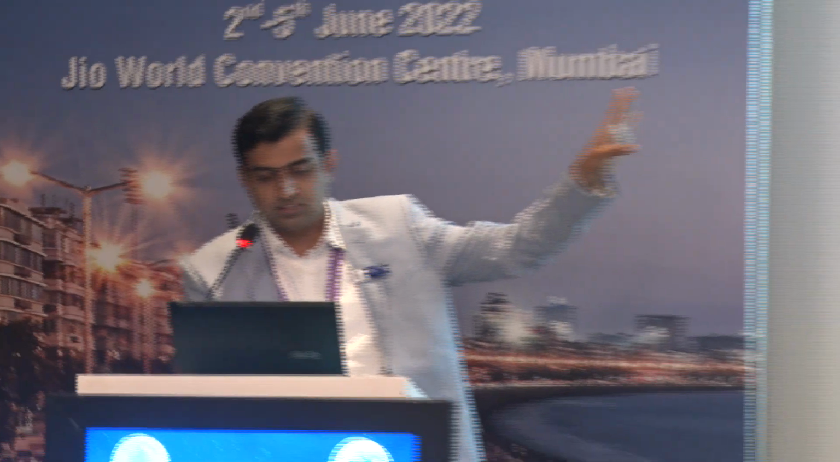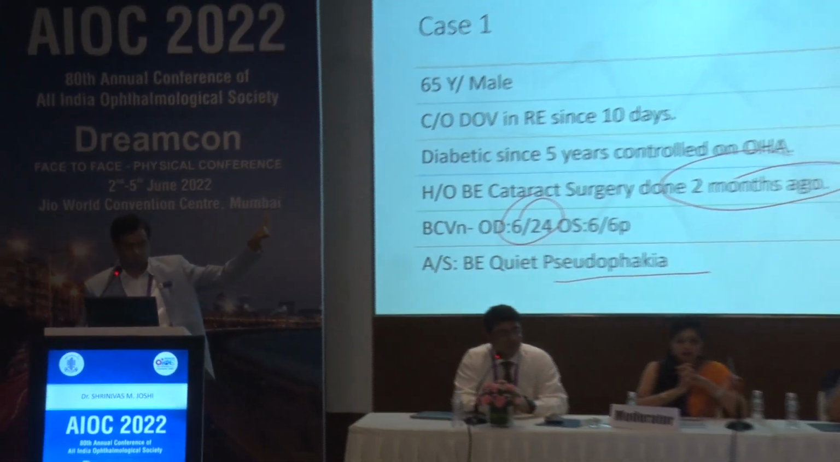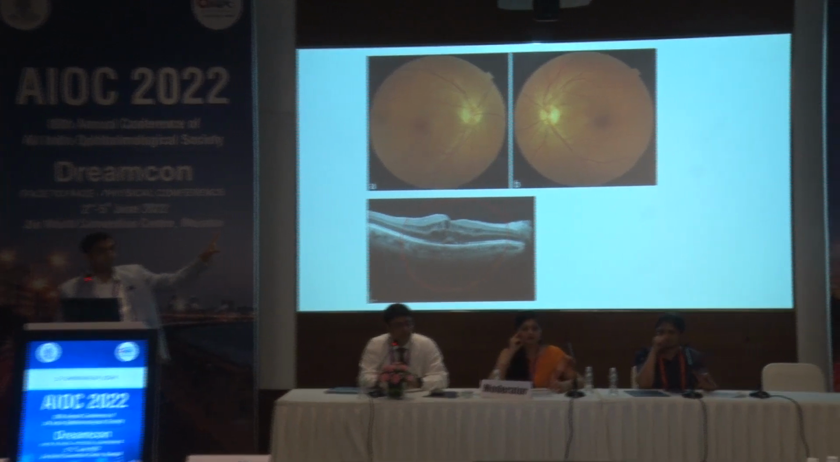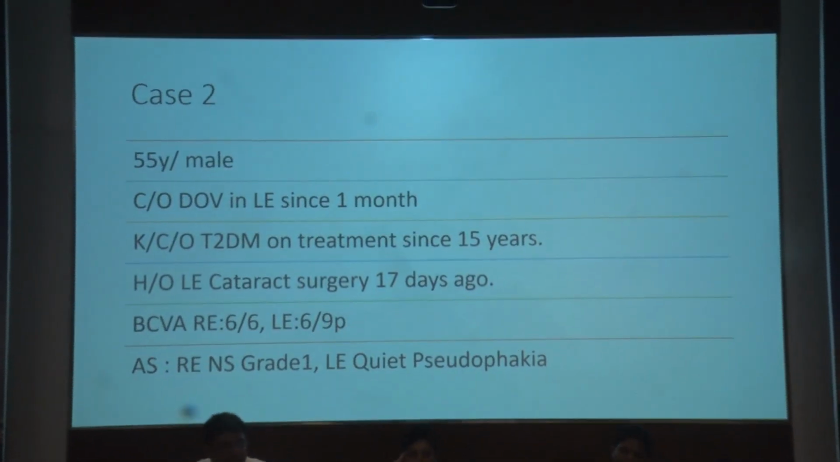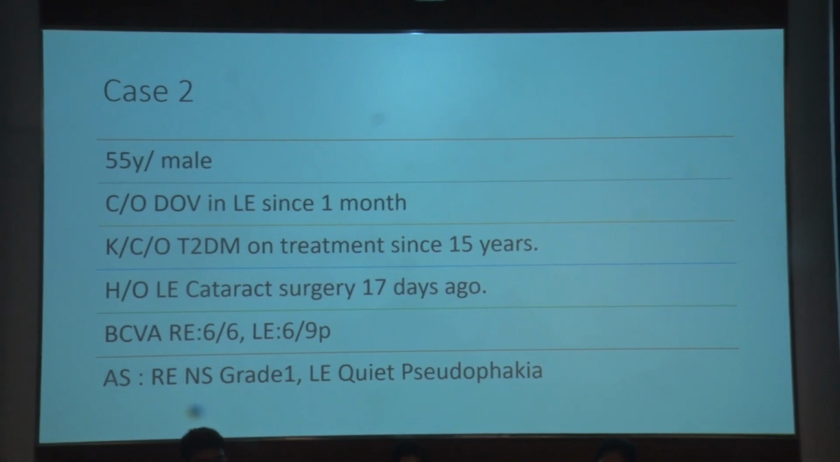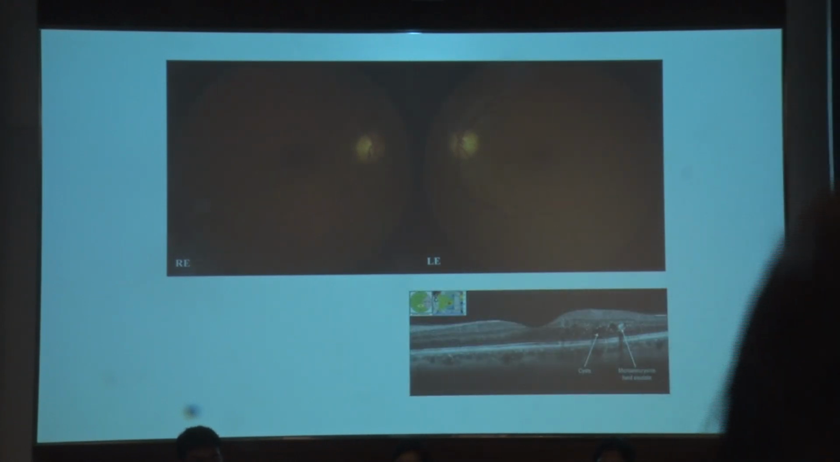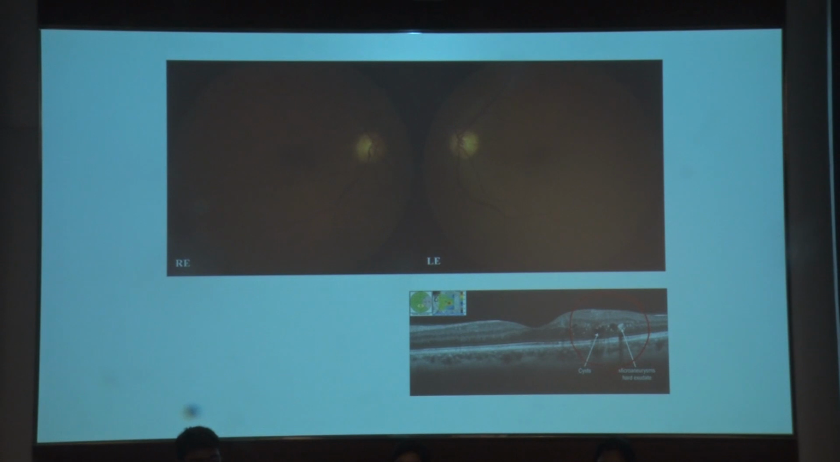So I'll just give you, see this picture. Do we see anything? No. This was actually a patient with diabetes, post-cataract surgery done 2 months, 6/24 right eye pseudophakia. This is the OCT picture which shows IRF, SRF, both the things. Now coming to the next, a 55-year-old male, on treatment for diabetes since 15 years, cataract surgery done, left eye 6/9 pseudophakia. See the fundus pictures, again not much of clinical changes. See the OCT, you see some IRF changes, some cysts here.